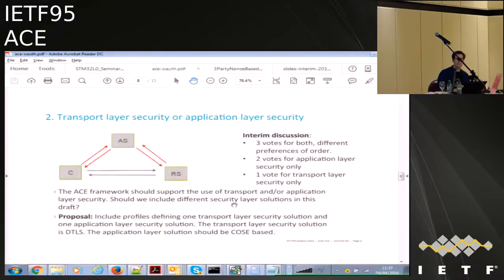An alternative could be to ask who wants to work on a transport layer security solution, a profile on transport? Yes, that was an answer. And second, who wants to work on an application layer security solution? Okay, good. Let me start with the transport layer security solution first. Who's interested in a transport layer security solution? Raise your hand. Raise it a little bit further up. 1, 2, 3, 4, 5, 6. Six persons. That's good. And an application layer solution. I think we are specifically talking about a CoAP based solution here.